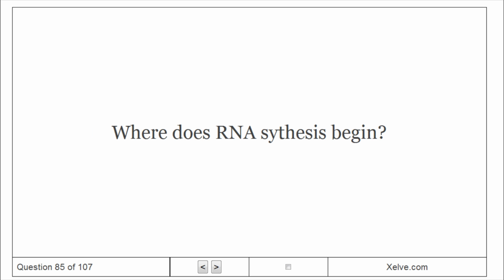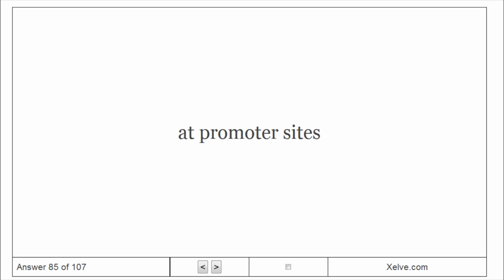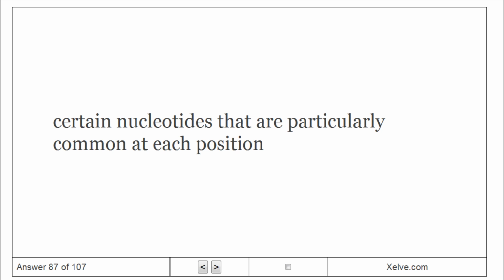Where does RNA synthesis begin? At promoter sites. Promoter sites locations: -10 TATA, -35 TTA. Consensus sequence: certain nucleotides that are particularly common at each position.